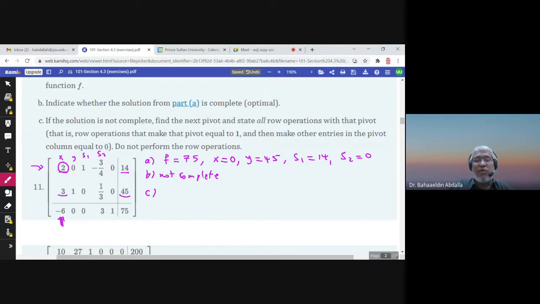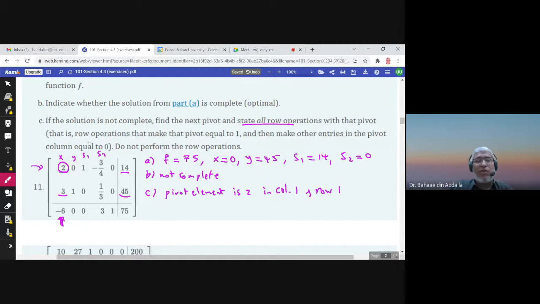Find the next pivot. So the pivot element is 2 in column 1 and row 1. Then make other entries in the pivot column equal to 0. Find the next pivot and state all row operations with that pivot.